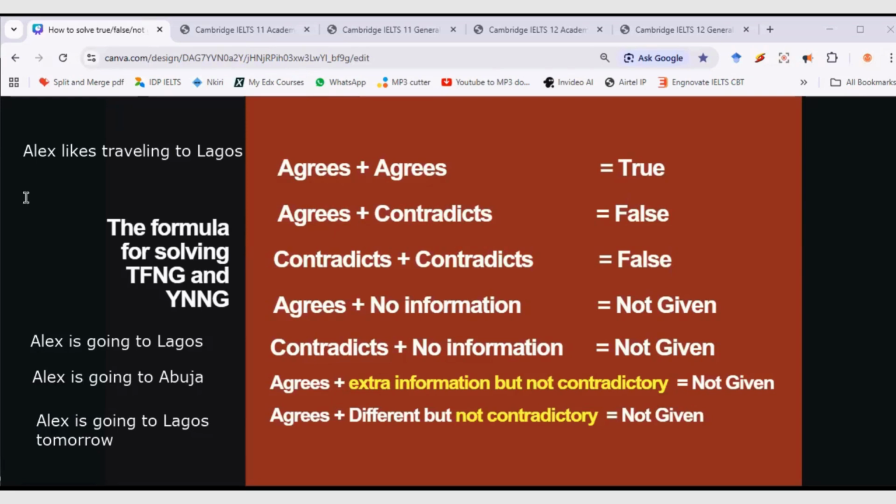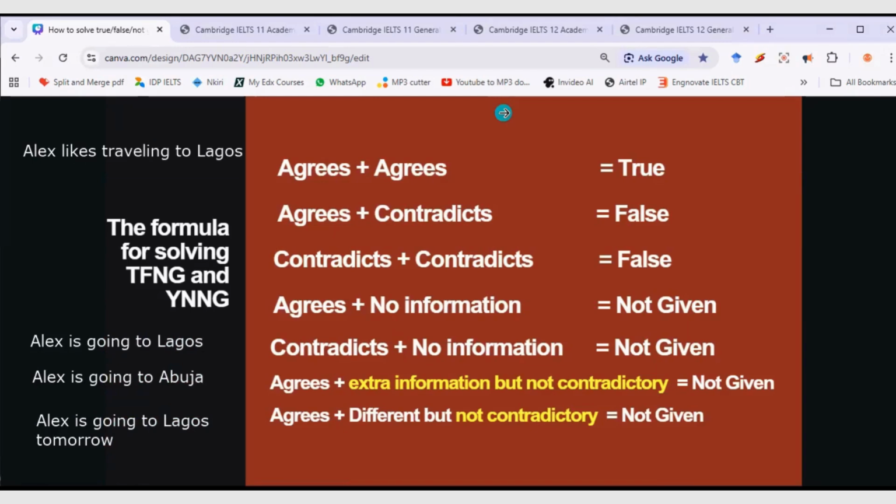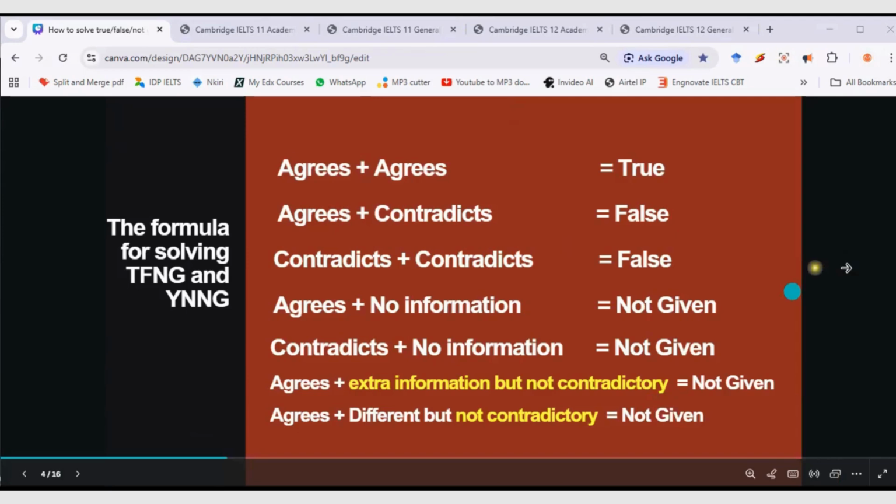Another different information is maybe to say that Alex is sleeping. It's different, but it's not contradictory. Okay? So take note of that. I want you to just keep this formula in mind and apply it to your exercises. Anytime you are practicing, try and apply this formula, especially when it comes to figuring out false and not given. You're going to see me when I apply it today.